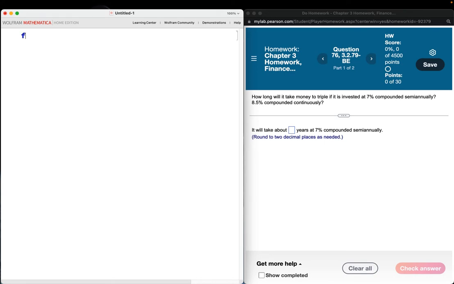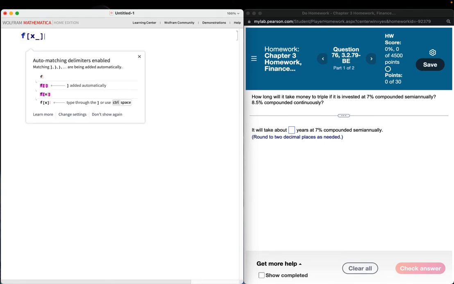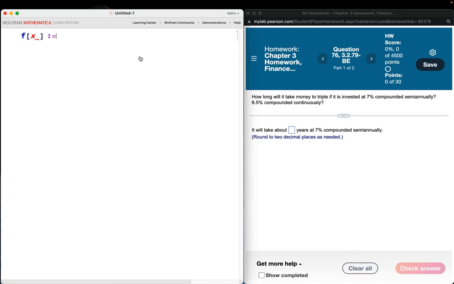So I'm going to define a function, f of x. You can call it whatever you want to call it. Math teachers love f right here. We don't need to see the pop-up window here. Okay. And 7%, we change that into a decimal. And we should divide by 2 because semi-annually means twice a year. And then, of course, we have the 1. We always add the 1 because we're dealing with money. We always add that 1.